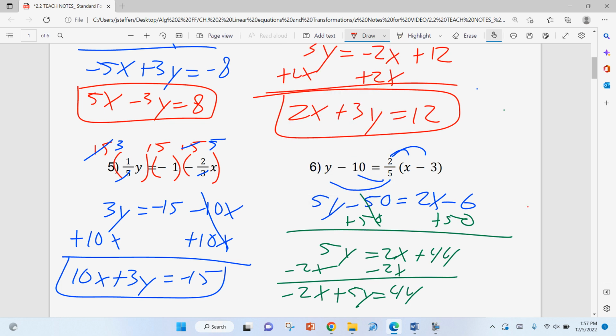of making that positive 2x minus 5y is equal to negative 44. Sorry, that's a negative. You just can't see it very well. 2x minus 5y is equal to negative 44. And again, I know you can't really read that, but it's okay.